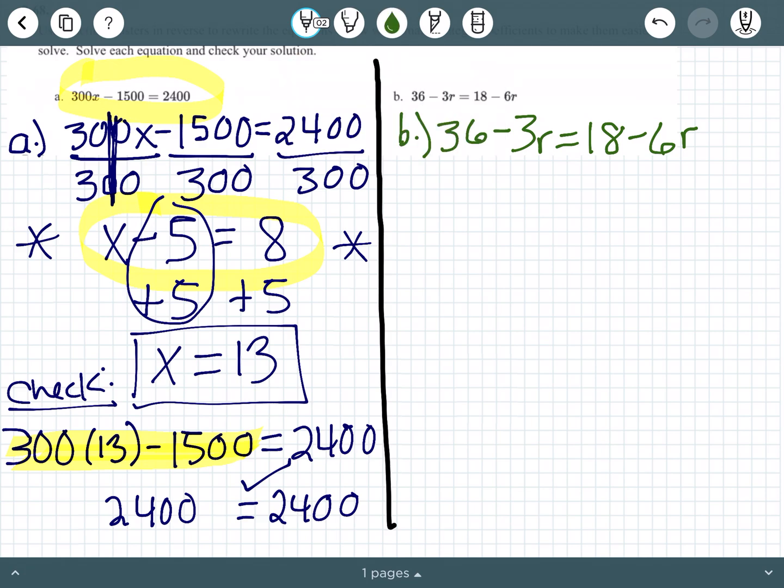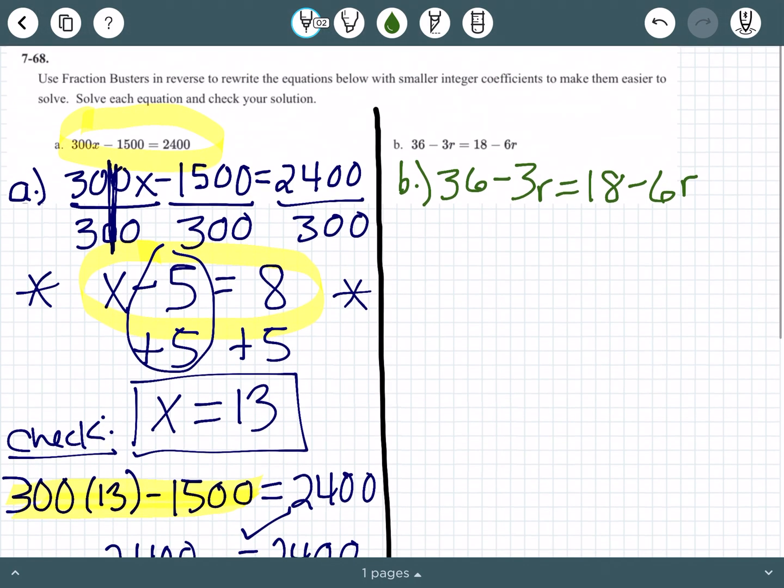We have 36 minus 3r equals 18 minus 6r. So you might look at this and say to yourself, well, these are manageable numbers, and I don't mind solving this equation. I can do that. Okay, that's good, and I bet you can do that. But we need to follow the directions. It tells us that we need to rewrite the equation with smaller integer coefficients so it will make it easier to solve. And that's the point of the lesson. So don't just solve it as it is. Make sure you're following the directions.